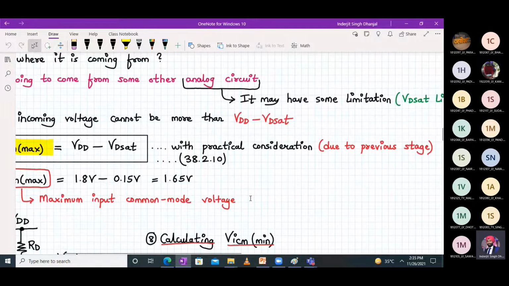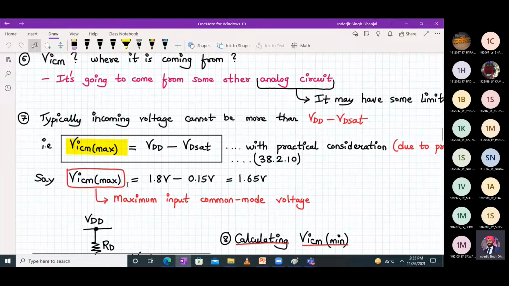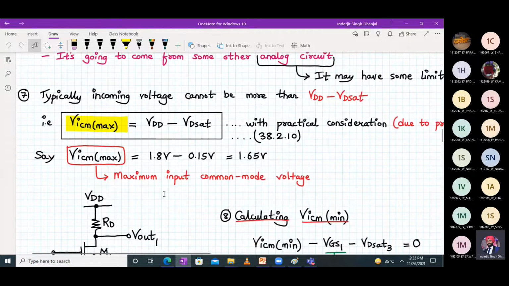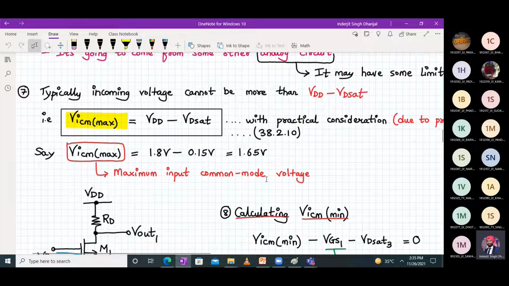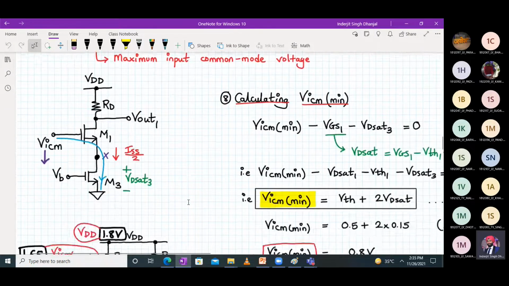So the maximum value of input common mode voltage is VDD minus VDSAT, with practical considerations due to the previous stage. Let's say in our analysis, your VDSAT value is 0.15, 150 millivolt, and VDD is around 1.8 volt. So what is my maximum input common mode voltage? Maximum input common mode voltage is 1.65 volt. I'll explain what we mean by all these things.